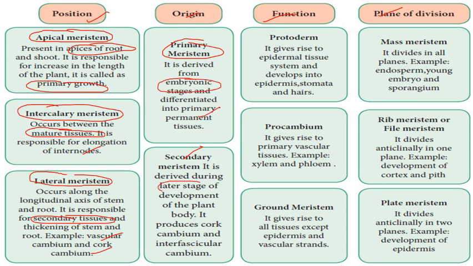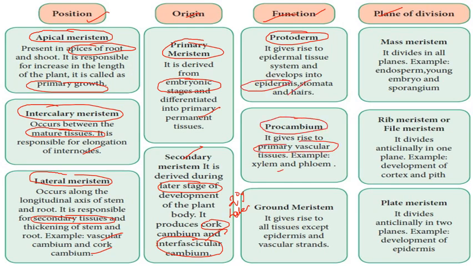Primary meristem is derived from embryonic stages and differentiated into primary permanent tissues. Secondary meristem is derived during later stages and helps in growth in girth, that is secondary growth. It produces cork cambium and interfascicular cambium, which are mainly meant for lateral growth. So lateral growth is involved with them, also called secondary growth, which increases the girth of the plant. Next, classification on the basis of function.